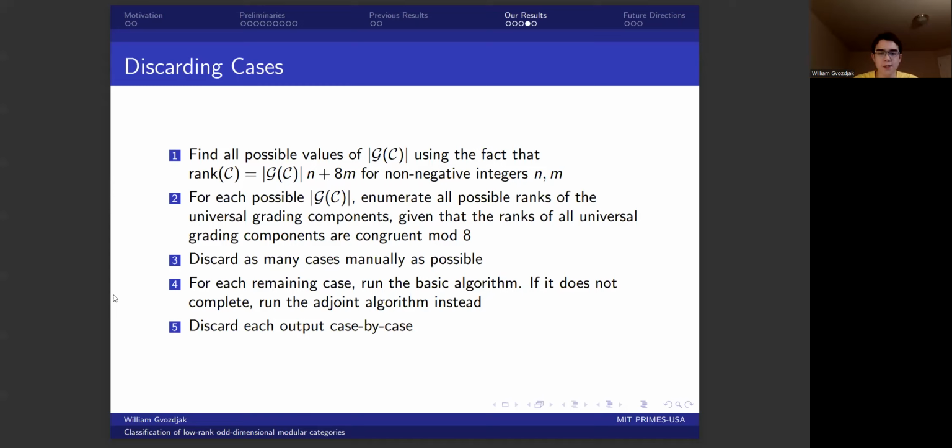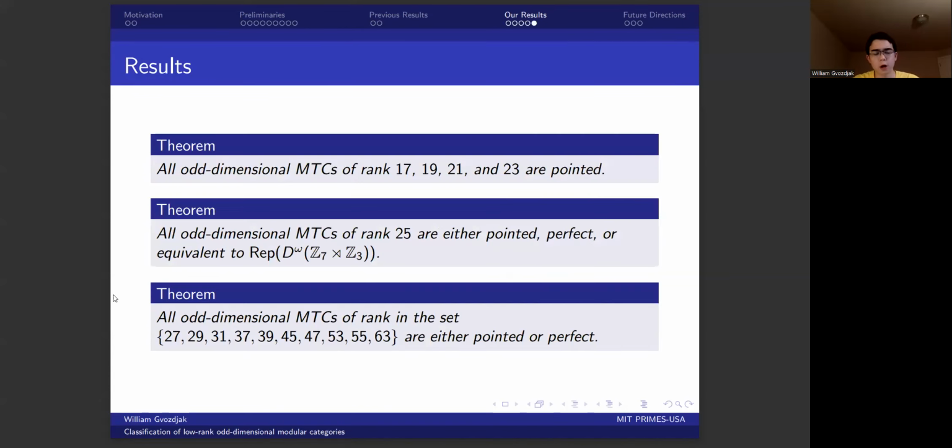Now, as I said, for higher ranks, the basic algorithm doesn't always finish in a reasonable amount of time. If it doesn't complete, then we instead run the adjoint algorithm. The adjoint algorithm does give us less information because we only consider simple objects in the adjoint component. But again, this is usually sufficient to discard many cases anyway, so we work through them to discard them.